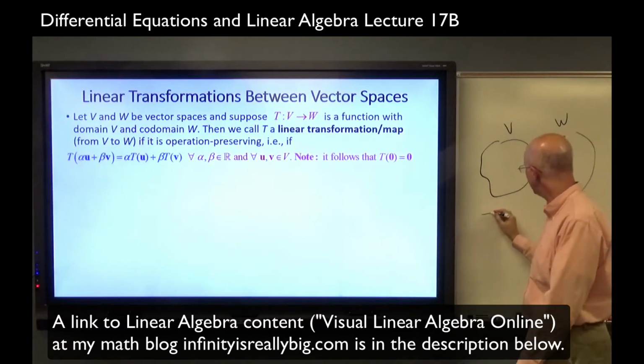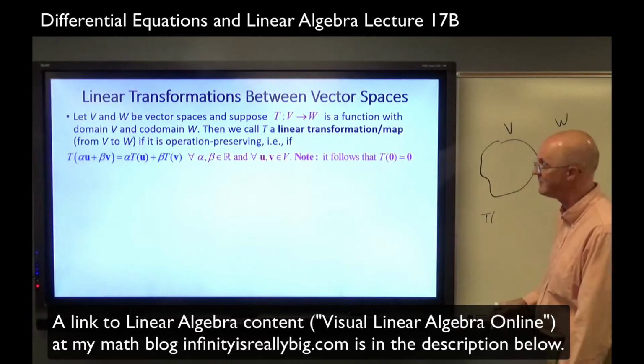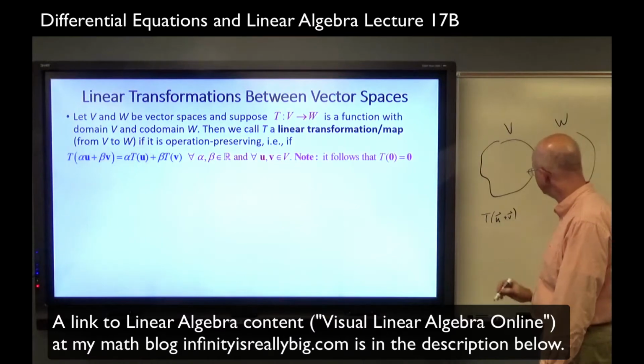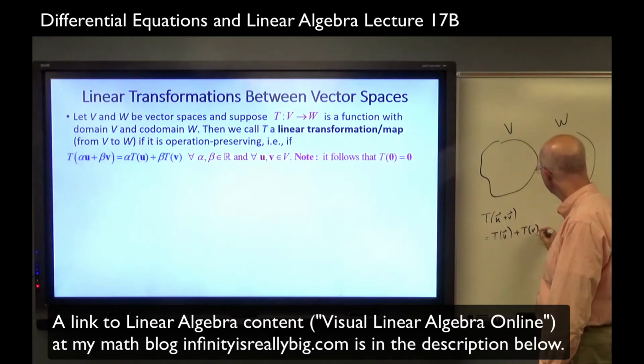Let's just focus on summations here without bothering with the scalars. Effectively, I'm going to take alpha and beta to be 1. To be operation preserving in this context, when alpha and beta are 1, means T of u plus v equals T of u plus T of v. T maps from V to W.